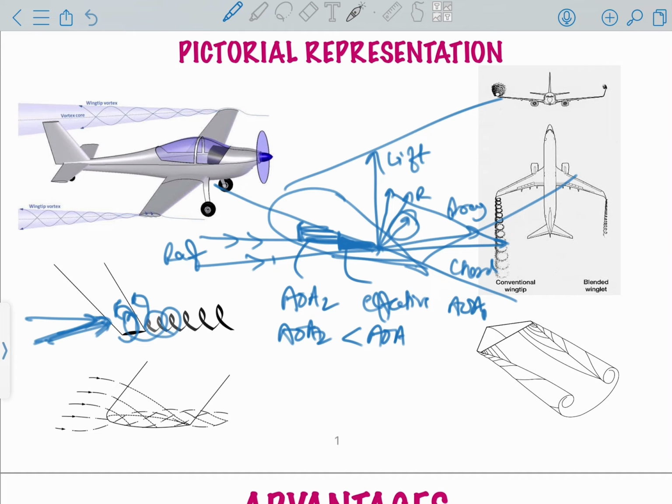This is also known as induced drag. Why induced drag? Because it is induced when the aircraft is flying in the forward direction and there is a leakage of the air. The induced drag will always be there, but with the wingtip devices, the induced drag will reduce a lot as compared to the non-wingtip or the conventional wingtip. So I have explained both the parts.